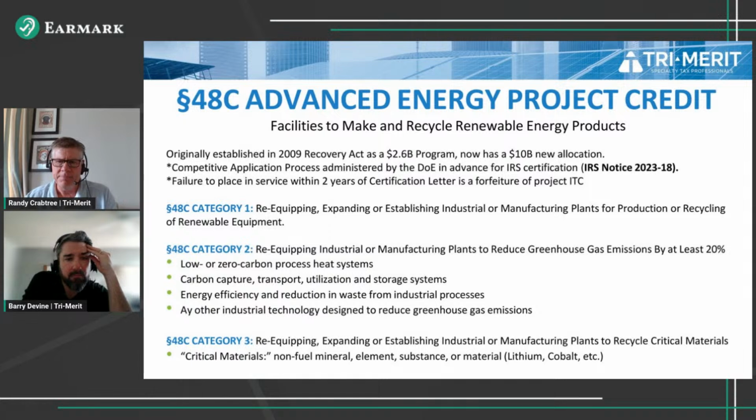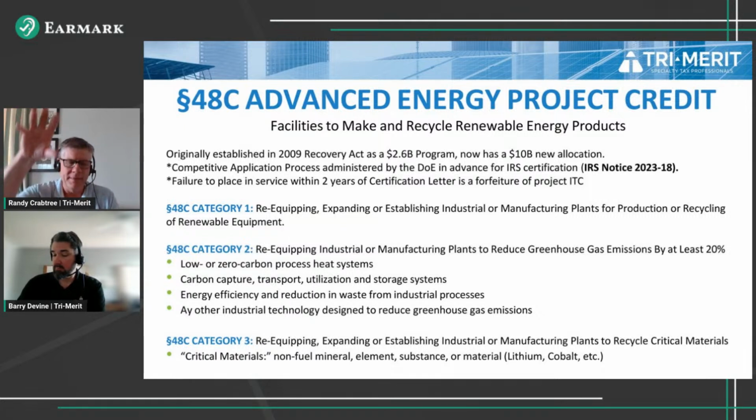If you have any clients that are doing one of three things: re-equipping, expanding, or establishing their facilities for the production or recycling of renewable equipment, they have an option to get this 48C, this Advanced Energy Project credit. If you have a client that is re-equipping their industrial or manufacturing plant to reduce greenhouse emissions by at least 20%, that's an opportunity to qualify for 48C. Or, if you have a client that is re-equipping, expanding, or establishing the manufacturing plant or recycling of critical materials or minerals, they can potentially qualify. So there are three different categories.